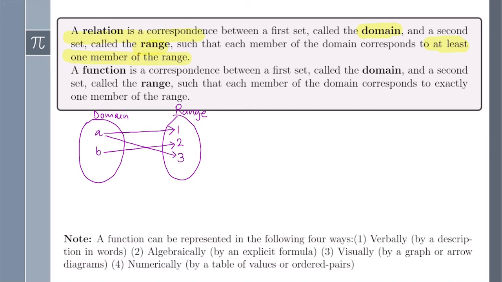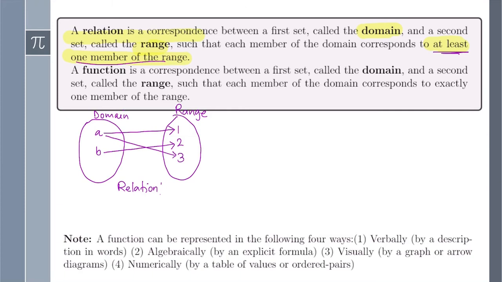So based on this definition, each element in the domain is mapped to at least one member of the range. It could be mapped to more than one member of the range, but it has to map to at least one member of the range. Here A is mapped to 1 and 3, so it's mapped to at least one of the members. B is mapped to 2, so that means this is a relation. That's simple. The relation is okay.